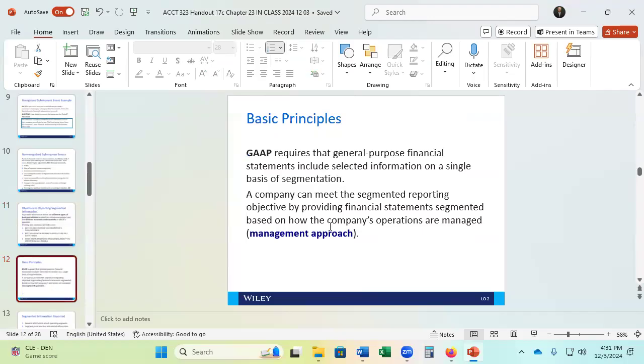Basic principles. GAAP requires that general purpose financial statements include a segment on a single basis of segmentation. A company can meet the segment reporting objective by providing financial statements segmented based on how the company's operations are managed, so the management approach. There's a couple different ways you can disclose segments. One would be geographic. The other way, which is the better way, is to say, these are the types of businesses that are similar, so we're going to group them together.